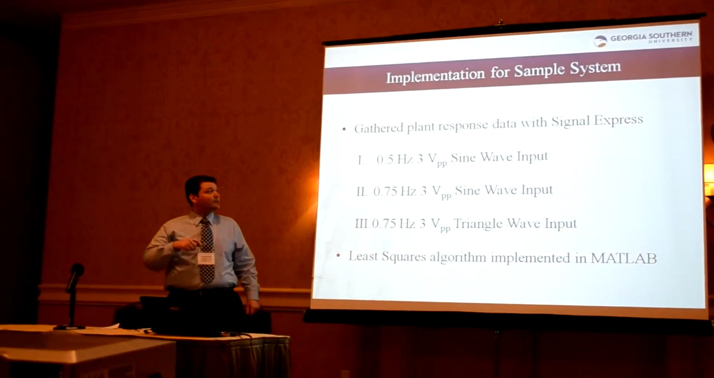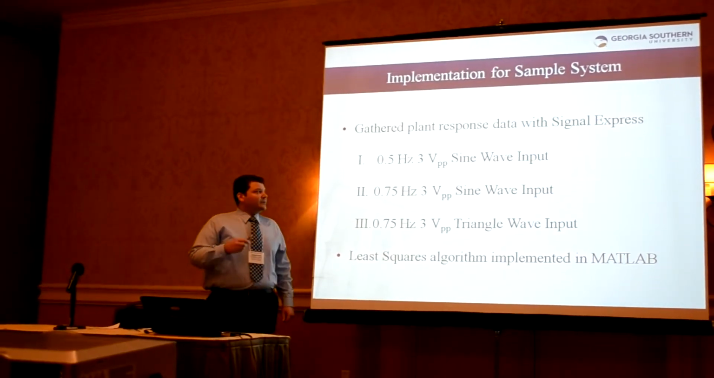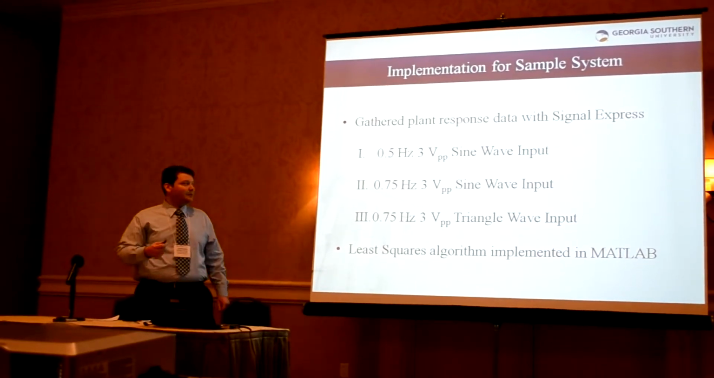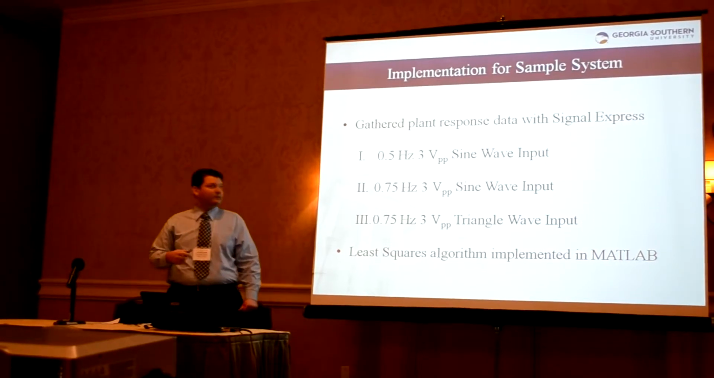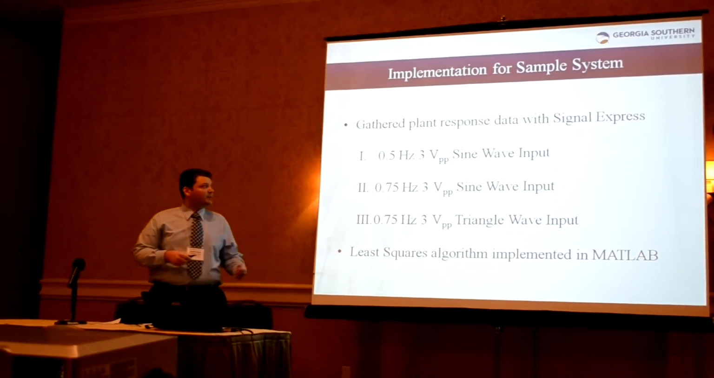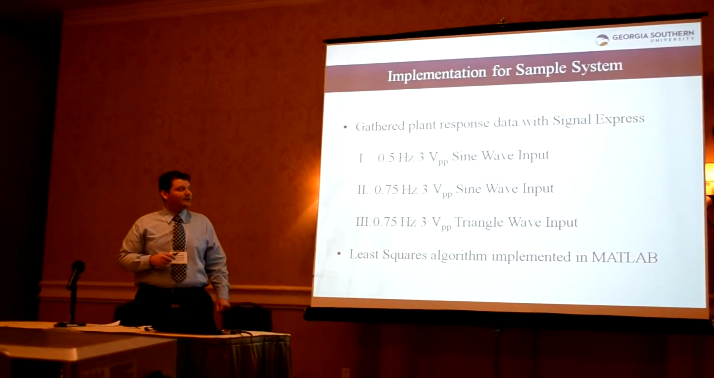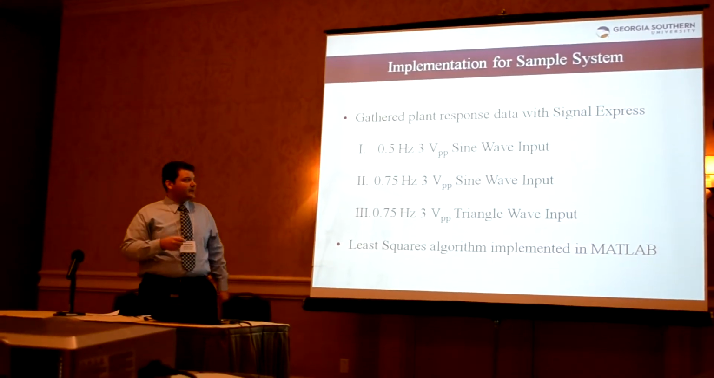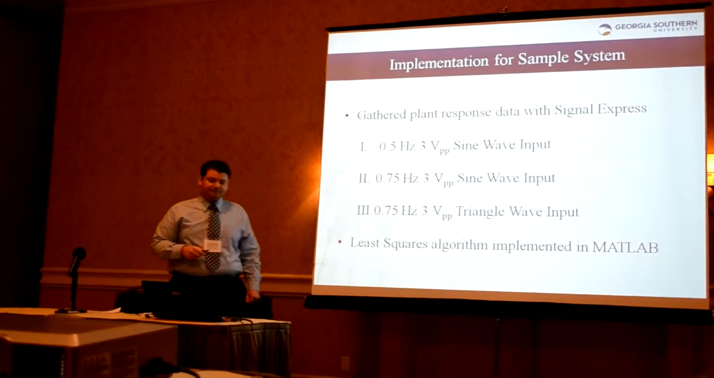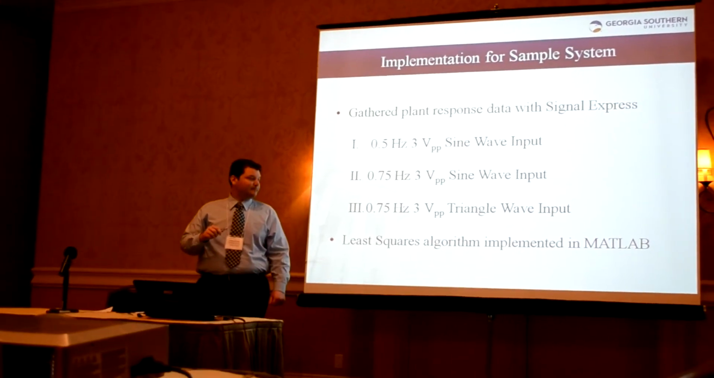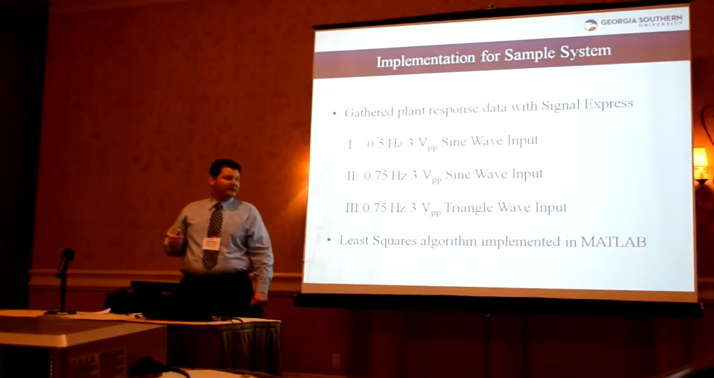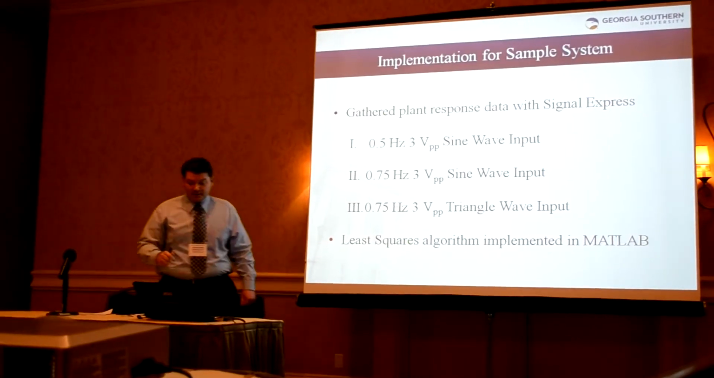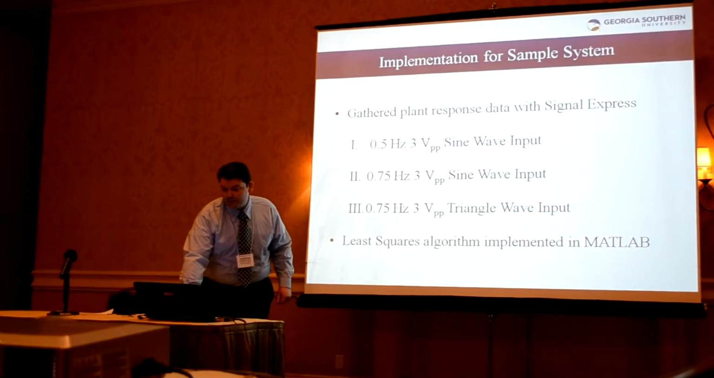To talk about what we did specifically, we first gathered data from the sample DC motor by providing several different input waveforms, including a 0.5 hertz, 3-volt peak-to-peak sine wave and a 0.75 hertz version of the same sine wave, and also a triangle wave. The least squares algorithm was implemented in MATLAB and we used our response data to get some initial values for the parameters A1 and B1.